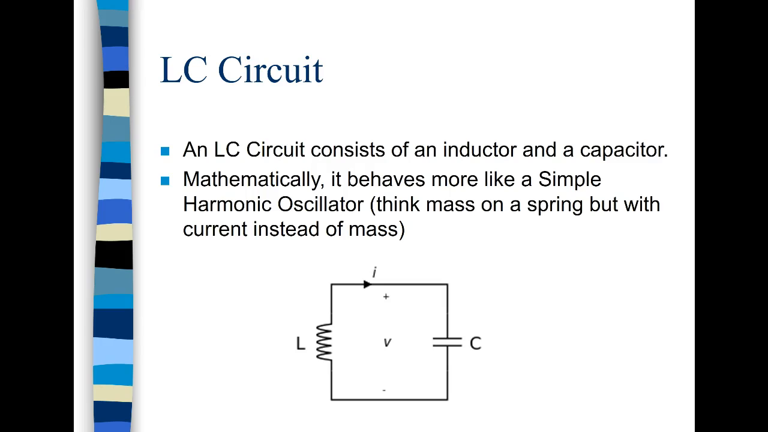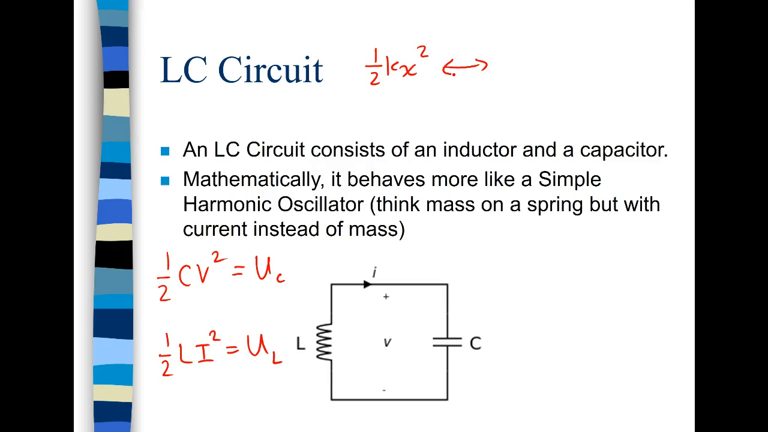And we've talked about how energy can be stored in a capacitor as 1/2 CV squared. This is U of a capacitor. And we also talked about how energy can be stored in an inductor, 1/2 Li squared, which is U inductor. And this kind of reminds us of kinetic and potential energy of a mass on a spring, right? That has potential energy of 1/2 kx squared that converts back and forth to 1/2 mv squared.